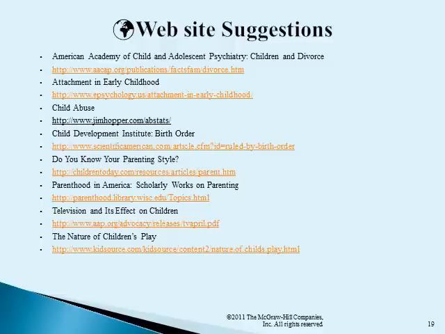And here are some website suggestions related to the chapter. There's a website for the American Academy of Child and Adolescent Psychiatry for children and divorce. Then we have a website about attachment in early childhood. There's a website about child abuse, a website about child development, birth order, which a lot of people find interesting. There's a website to assess your parenting styles, it looks like, and television and its effects on children, and also a website on the nature of children's play. And these are all interesting websites related to the chapter.